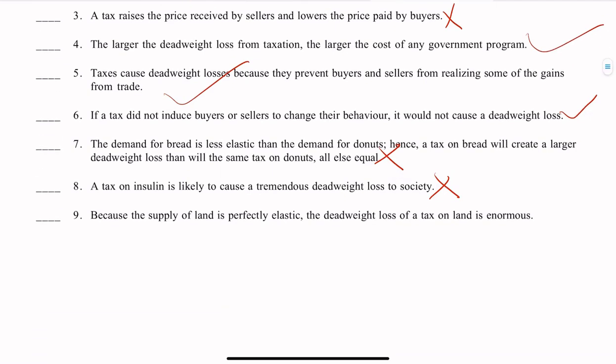Nine. Because the supply of land is perfectly elastic, the deadweight loss of a tax on land is enormous. Well, it is not correct. The reason is because the supply of land is not perfectly elastic. It's actually perfectly inelastic. Right?